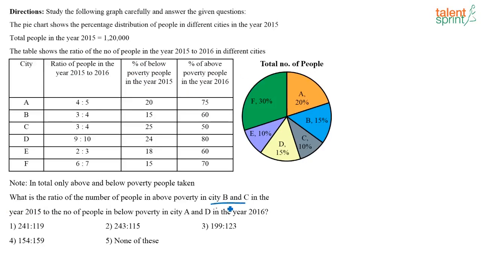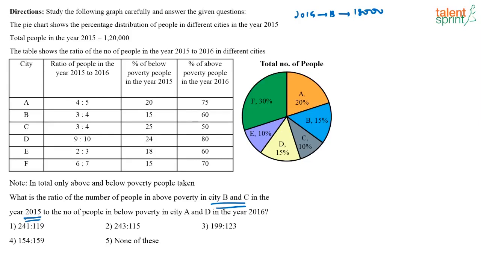So first let us consider city B and city C, okay? Now this is year 2015 that they are asking. Now this graph represents the 2015 people, right? So in 2015, how many people are there in city B? If you look at city B, 15% of the people are in city B. So totally 120,000 people are there, out of which 15% are in city B. So what is 15% of 120,000? That is nothing but 12,000 plus 6,000, right? 15% is nothing but 10% plus 5%, that is 12,000 plus 6,000, that is 18,000. So 18,000 people are there in city B.